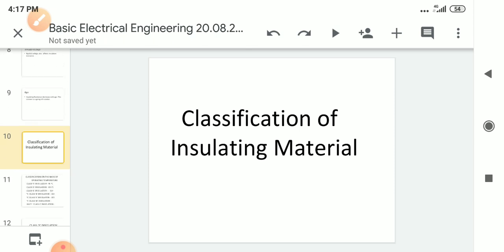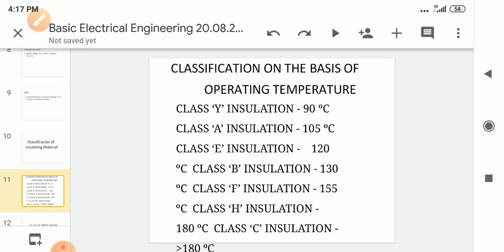So, the classification based on what? On the basis of operating temperature. This means what? Up to this temperature level, this insulation material's properties are constant. After that, it will be changed. That's why the classification of material is based on its operating temperature.